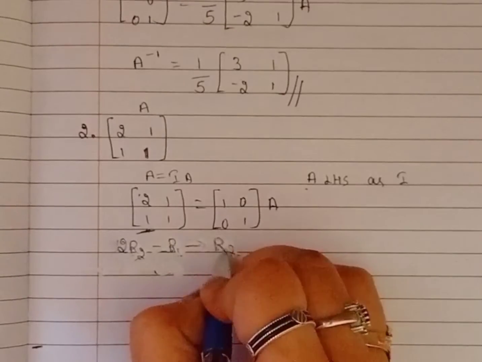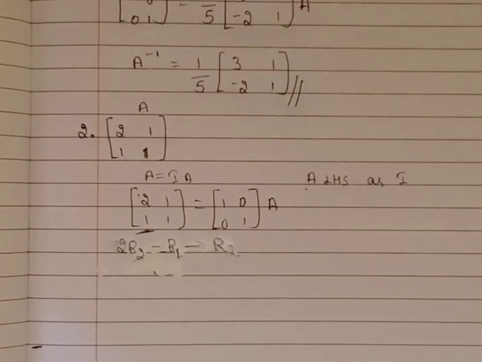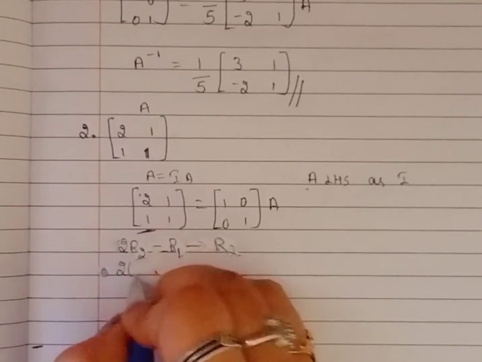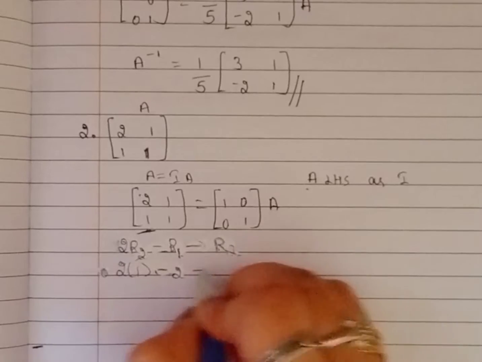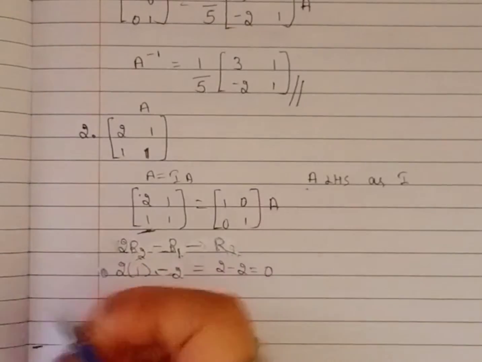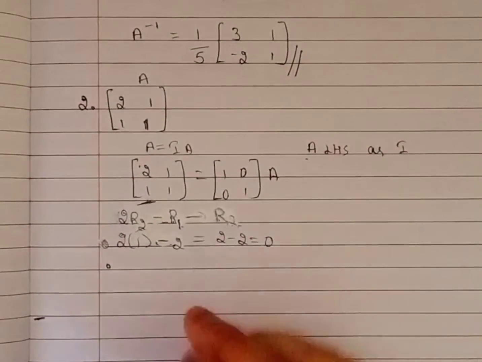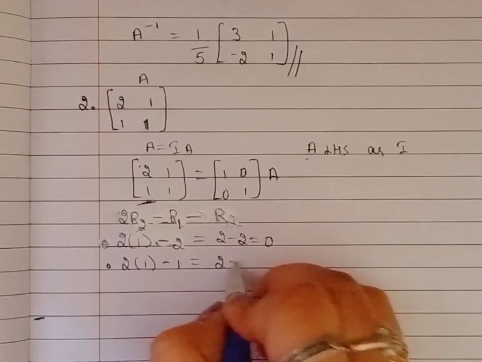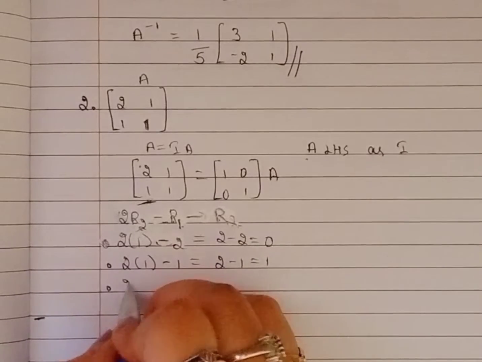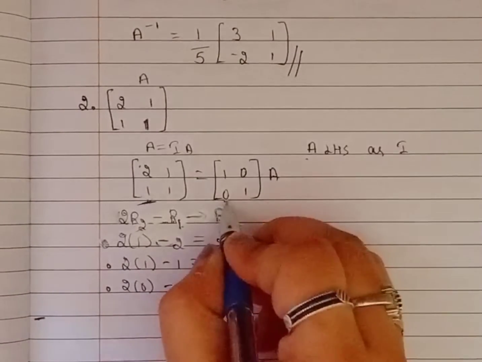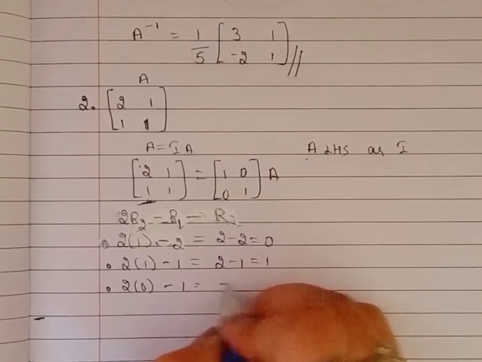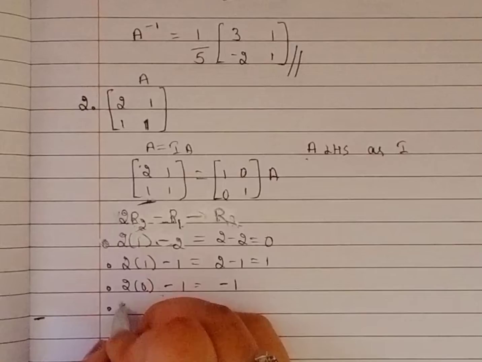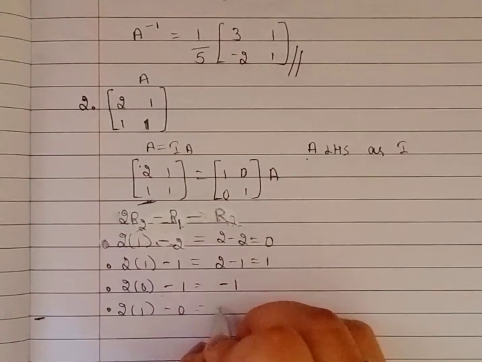Let's check whether this helps us get this element as 0. The first R2 is 1, and 2 into 1 minus R1, which is 2, gives 2 minus 2 is 0. Yes, we'll get it. Next one is 2 into 1 minus 1, which is 1. Next, 2 into 0 minus 1 is minus 1. Next, 2 into 1 minus 0, which is 2.